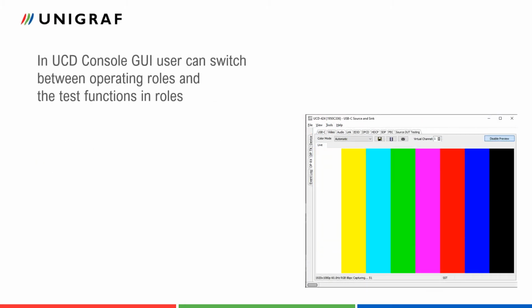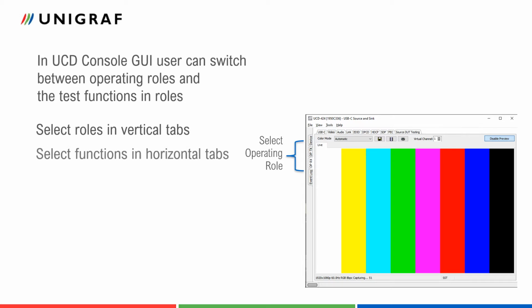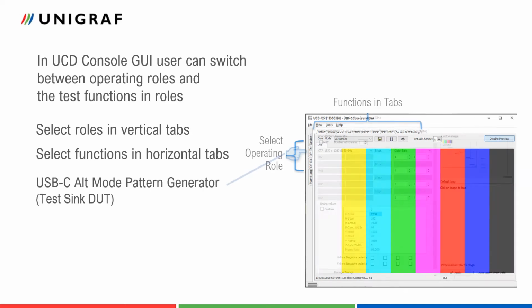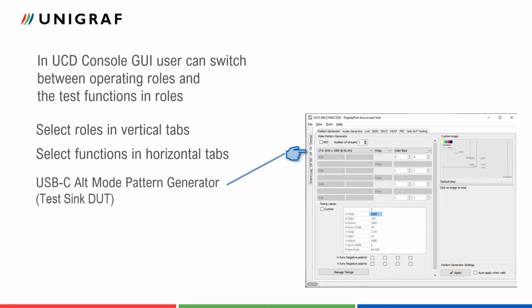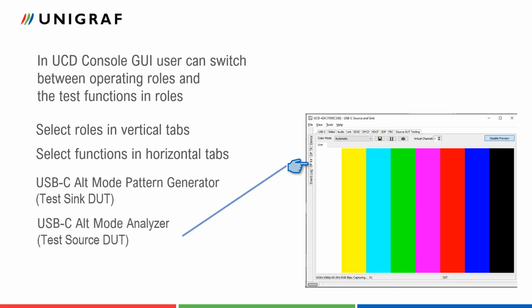UCD Console dialogs are organized by operating roles of the connected test equipment. The roles can be selected from the vertical tabs and the functions of the role from horizontal tabs. In this presentation, we will introduce UCD-424 roles: the pattern generator role for testing sink devices like monitors, and the analyzer role for testing source devices like mobile phones, tablets, or laptop PCs.